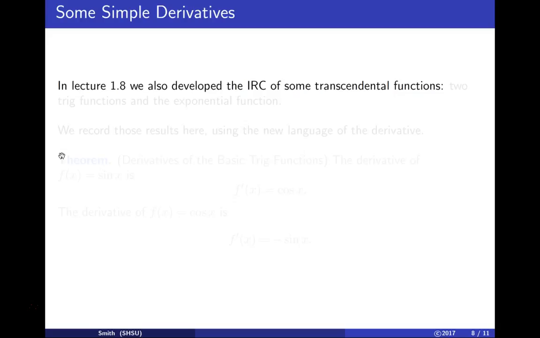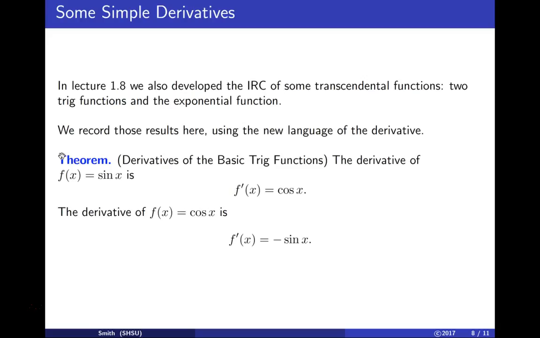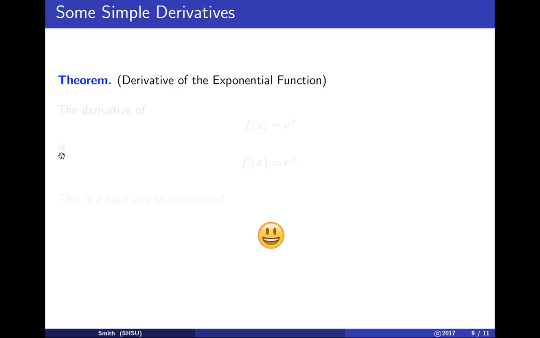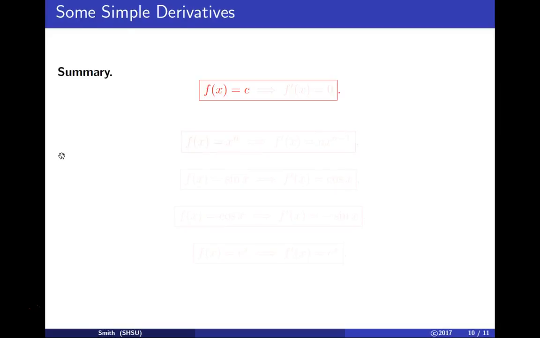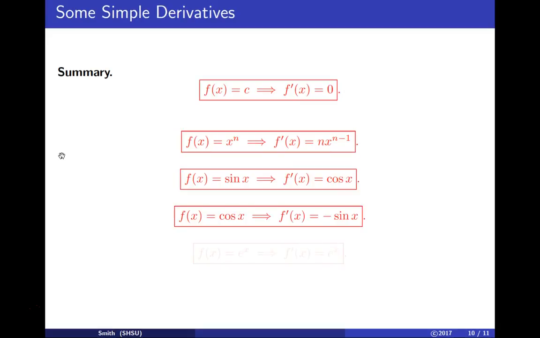In lecture 1.8, we developed the derivative, or the IRC, of some transcendental functions. We did two trig functions and the exponential function. Let's write these results down. We showed that if you took sine x, its derivative was cosine x, and if you took the derivative of cosine x, you got minus sine x. We also did the derivative of the exponential function. The derivative of f of x equals e to the x is, drum roll, e to the x. It doesn't change. So summary, if my function is a constant, its derivative is 0. If the function is a power on x, the derivative is n x to the n minus 1. The derivative of sine is cosine, the derivative of cosine is minus sine, and the derivative of e to the x is e to the x.